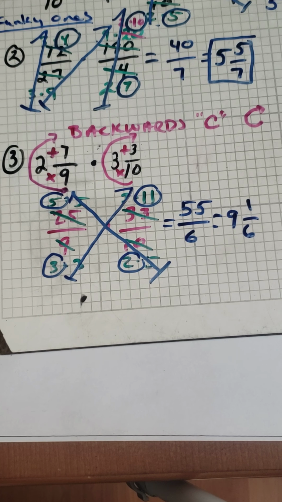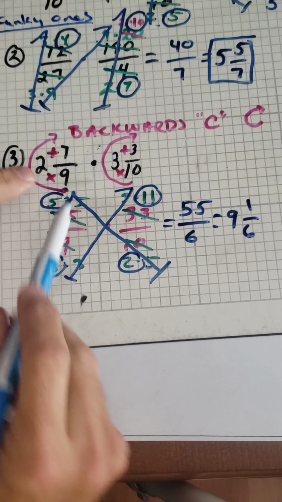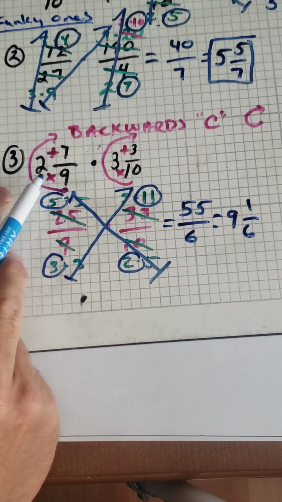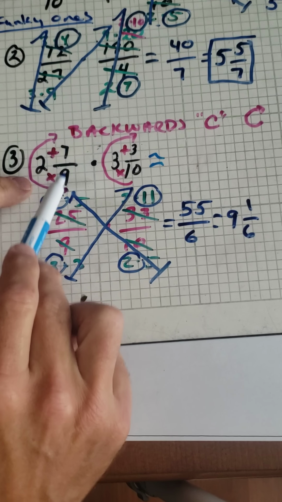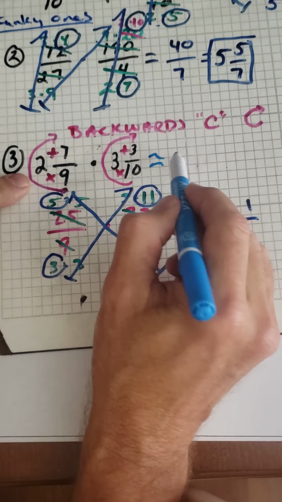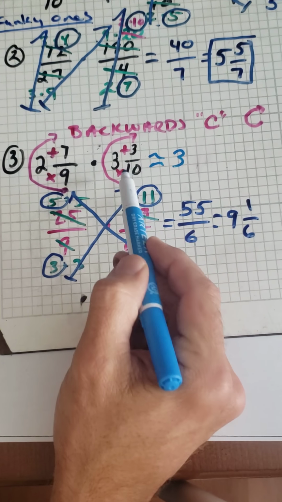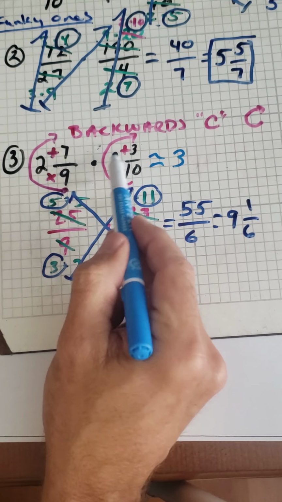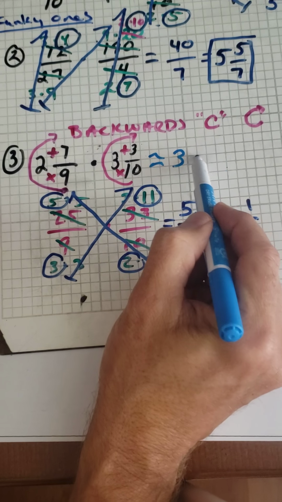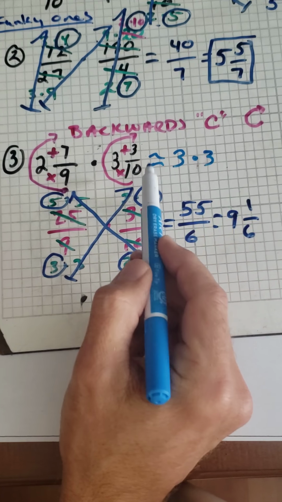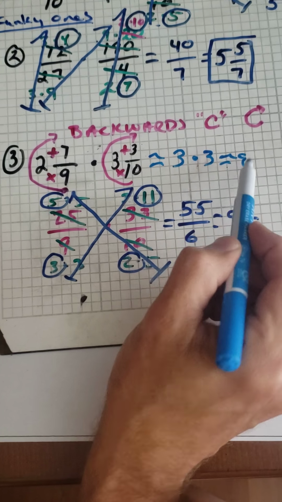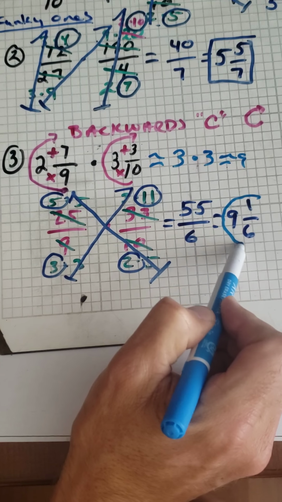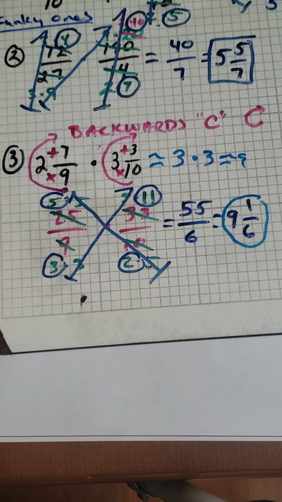Okay, I'm going to show you one more quick thing that refers back to what we did at the beginning. What number is this pretty close to? 2 and 7/9 is about what number? Well, 7/9 is pretty close to 1, so if I round that up, it's about 3. 3 and 3/10, if I round that to the closest whole number, is about 3. And so 3 times 3 is equal to about 9. And you see that our actual answer was super close to 9.